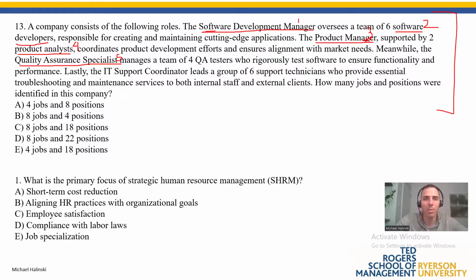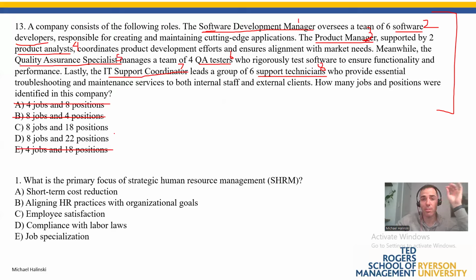Let's keep counting. QA testers, 6. Lastly, the IT support coordinator, 7, supported by technicians, 8. How many jobs, positions? So there's 8 jobs. We know from that, we cross this off. Based on this, we know that for every job there's at least one position, so we can cross this off right off the list. What we don't know is how many positions there are.